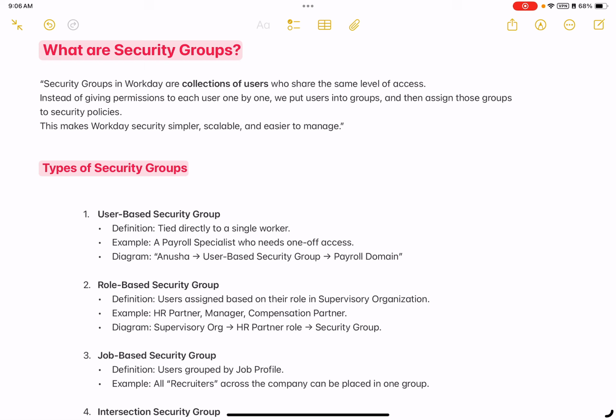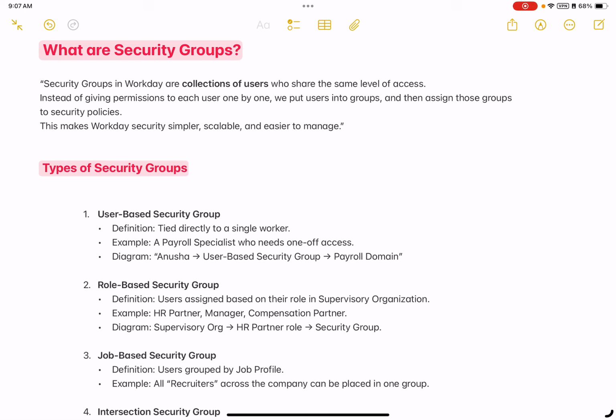In our last videos, we learned about domain security policy and business security policy in detail. Now let's see how security groups act as the bridge between users and these security policies. Let's see what security groups are.